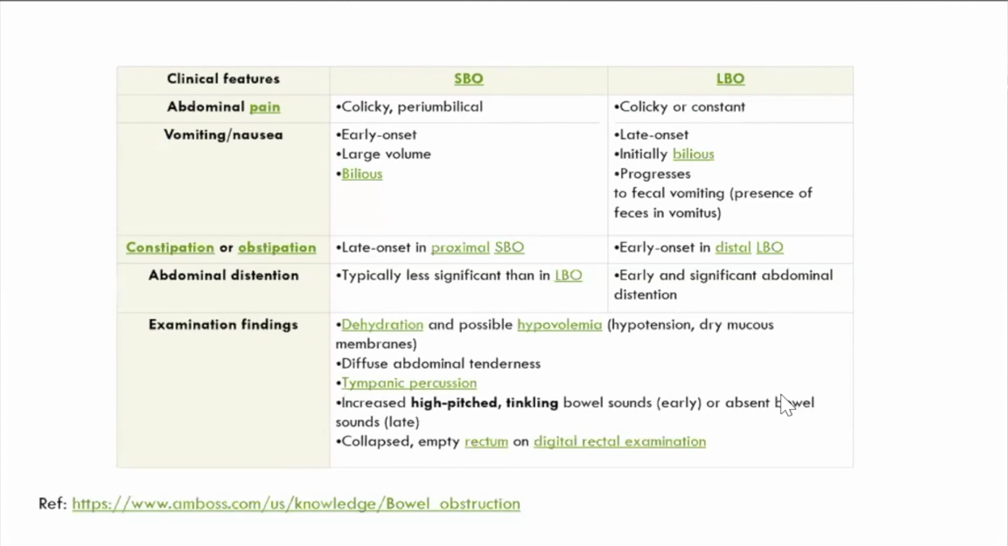This is a nice little slide that differentiates between small and large bowel obstruction. I think you probably know most of it already, hopefully, and if not, I'm wary of our time restraints. It's a really useful and beautiful table from the reference I've put in the corner, so you can read that in your own time, but there are subtle differences between a small and a large bowel obstruction.